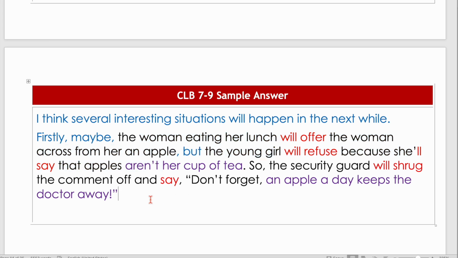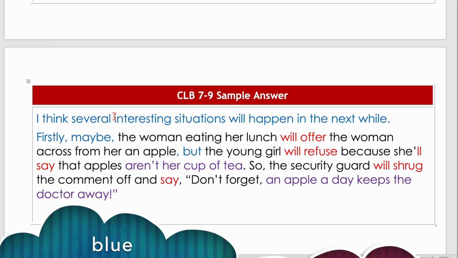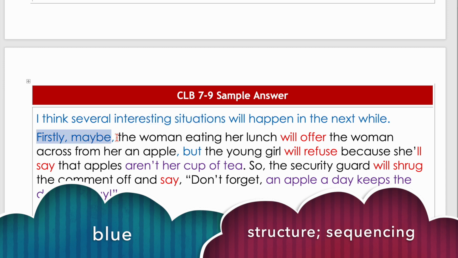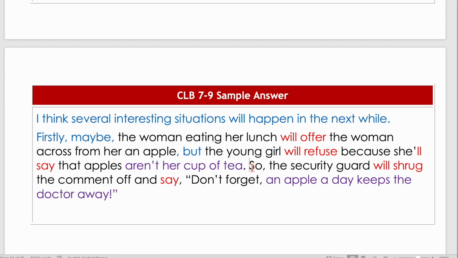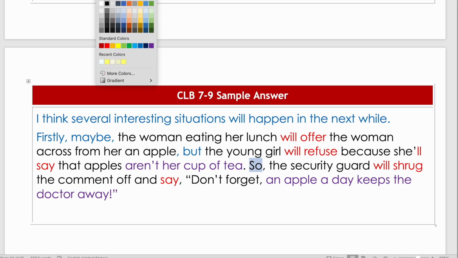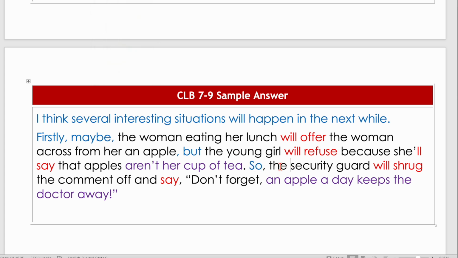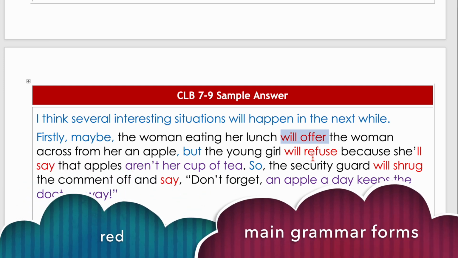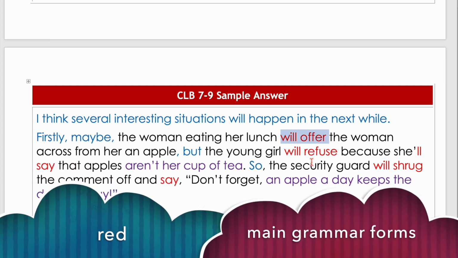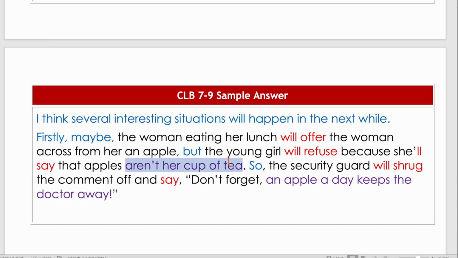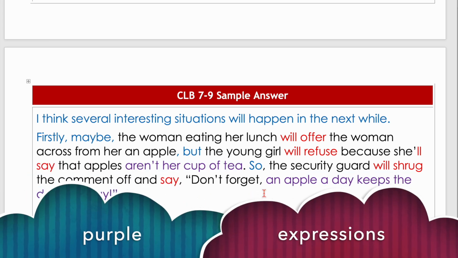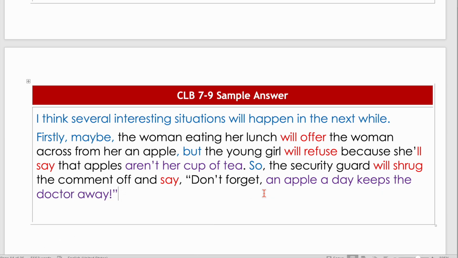I do want to remind you, everyone, before we continue, that blue is sequencing language. So it should be in blue here. That is sequencing as well. And then the red here, it's the main grammar forms. Now I've put expressions here in purple. All right. And black is anything else.